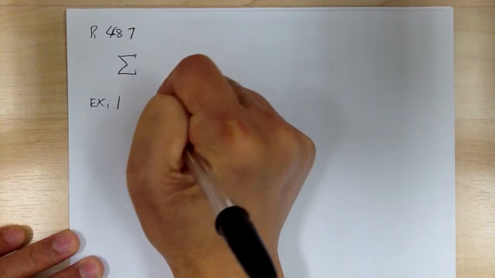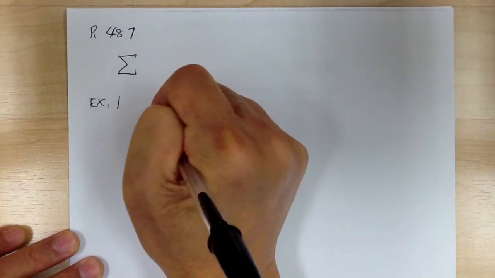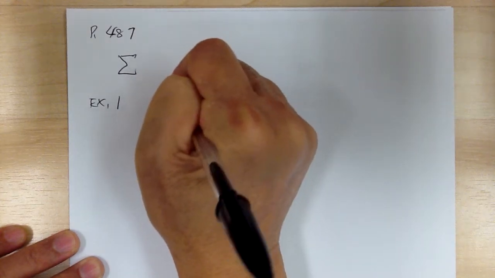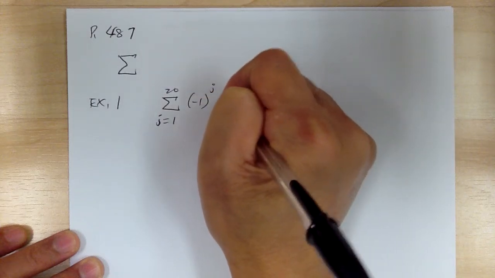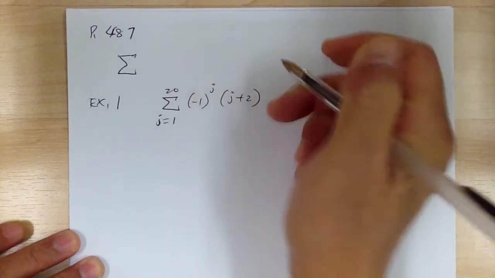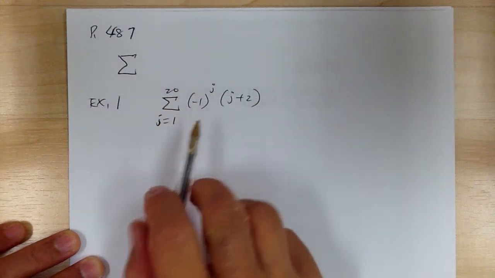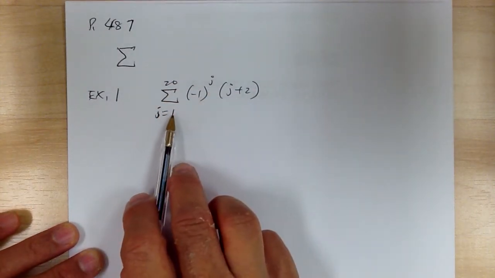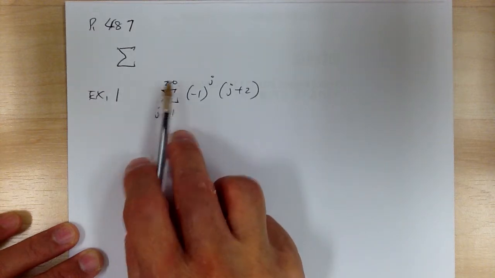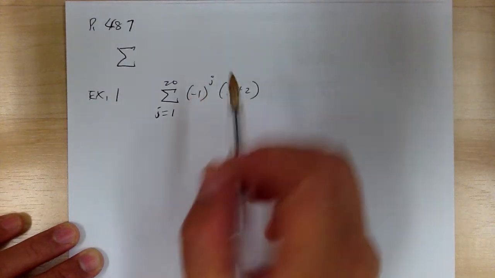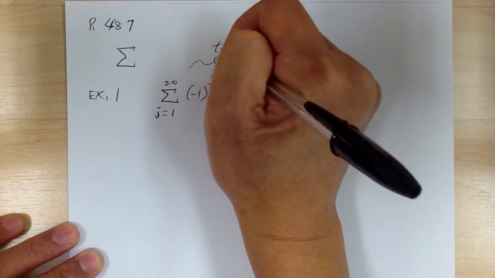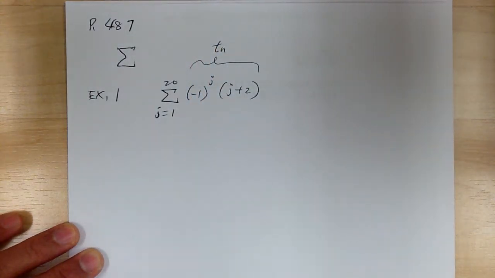In example 1, you have the sigma notation. You have j equal to 1 through 20, and you've got negative 1 to the j times j plus 2. The sigma notation gives you more information because it tells you from what to what, whereas T of n equal to a formula doesn't tell you where to start and where to stop. But this inside part is like your T of n. So what you did in the previous assignment is just do the same thing.